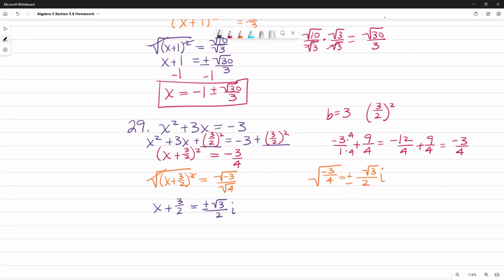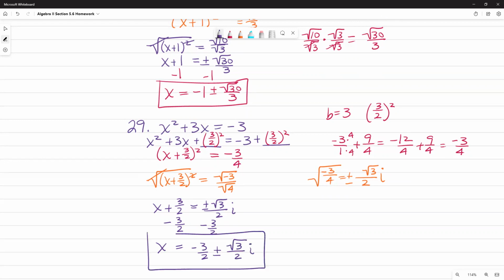And pretty much going to leave it there. We just need to move this over. So final answer, x equals -3 halves plus or minus square root of 3 over 2i. And we're done.